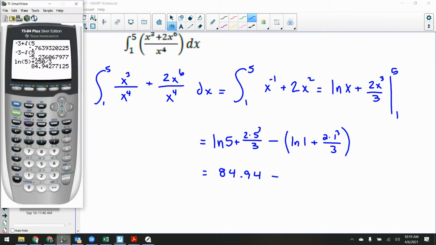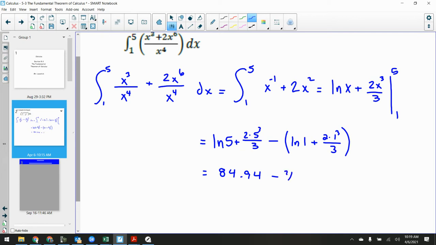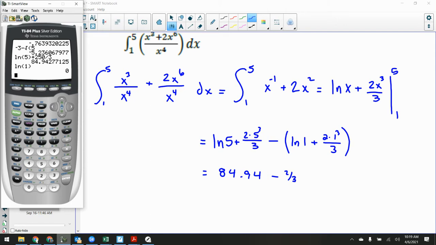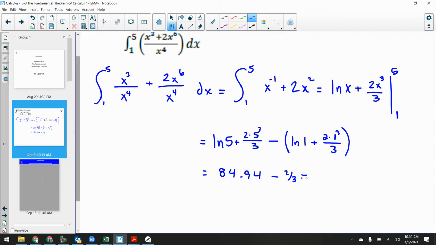Minus ln of 1, which should be 0, right? Yeah. Ln of 1 plus, and then it's 2 times 1 to the third, but 1 to the third is just 1. So it's really just 2 over 3. So minus 2 thirds. All right, let's see what that is. 84.94 minus 2 thirds. 84.27.